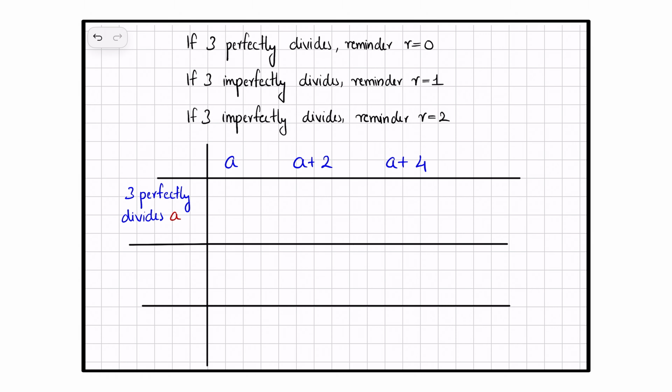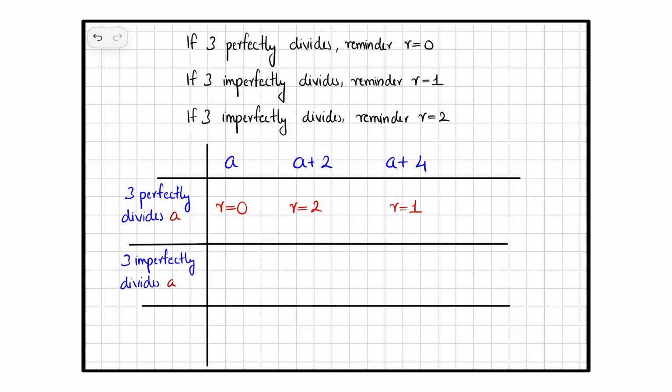So we start with the assumption that 3 perfectly divides a. If 3 perfectly divides a, what will be the remainder? R will be equal to 0. And then what will be the scenario of a plus 2? The remainder will be 2. And for a plus 4, the remainder will be 1. That is the first case.